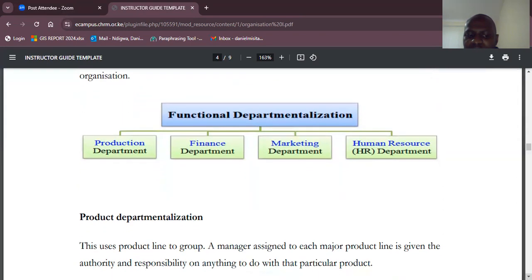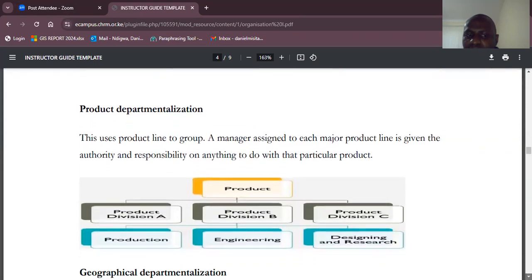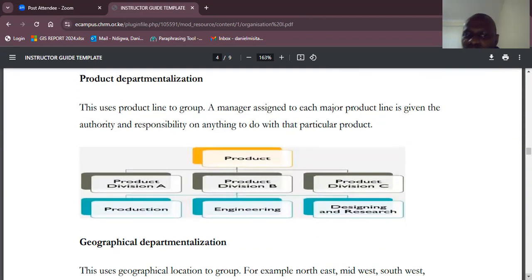Then the other one is the production departmentalization. And this is very common when you are dealing in production, where you have different productions that you need to do. For example, you look at some of the production lines that you have. This is very common in manufacturing, where we have complex organizations that deal with different products. For example, you can look at a company like Bidco Africa, which is a production or manufacturing firm. And within Bidco, we have different productions.